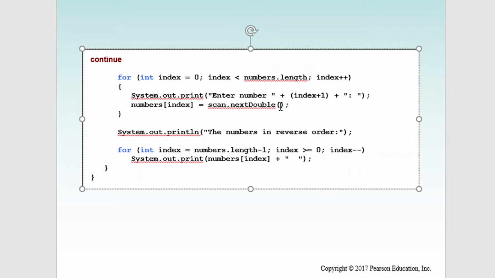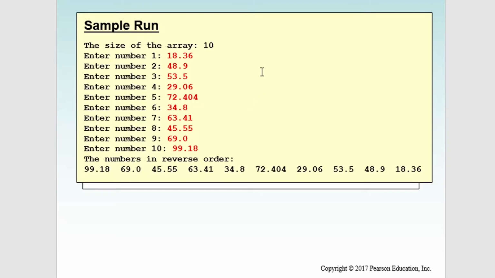They use the scanner to get the next double. They store all those values into the array numbers. Then they print out the numbers in reverse order, so they go backwards. They're setting index equal to the length of the array minus 1, so they're setting index to 9. While index is greater than or equal to 0, they decrement index. So you're actually getting the item at index 9 first, and then index 8, index 7, and you're basically counting down. And here's what the output looks like.